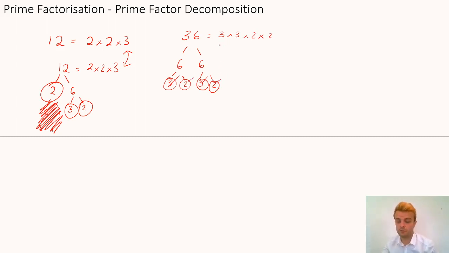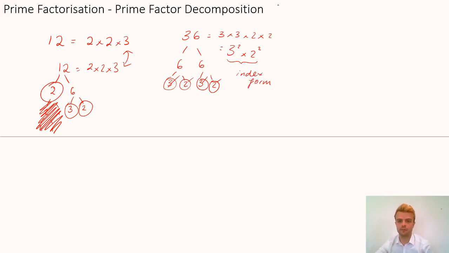Now, we could write this in a different way. We could write 3 times 3 as 3 squared, and we could write the 2 times 2 as 2 squared. And writing it this way is called something special. This is writing it in index form.